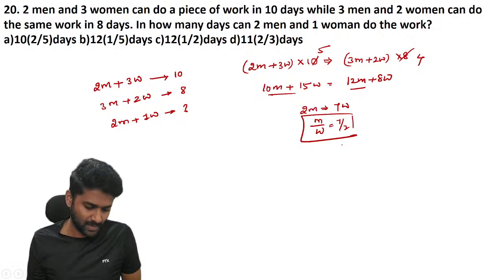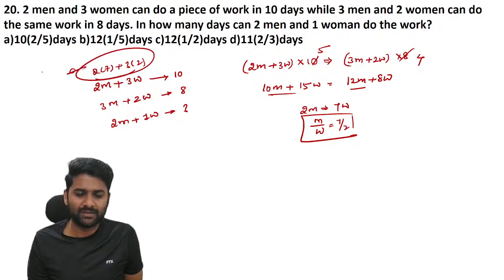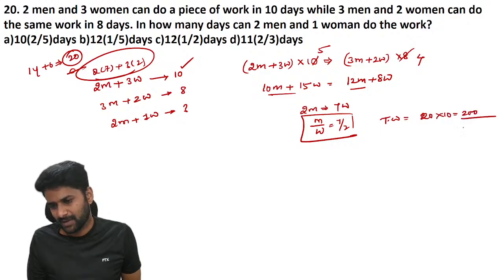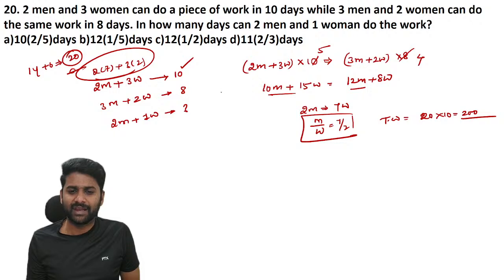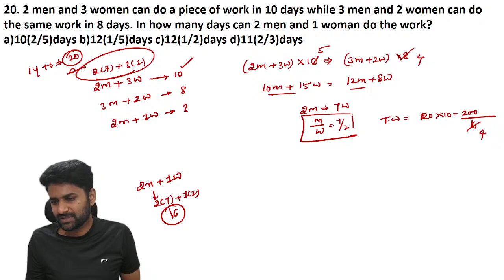You got the efficiency. Now you can replace it here: 2 into m, 2 into 7 plus 3 into women, which is 2. So 2 into 7 is 14, 3 into 2 is 6. So the total is 20 units, and they work for 10 days, so the total work is 20 into 10, which is 200. Now these 200 units of work, we are assigning to 2 men and 1 woman. So 2 into 7 plus 1 into 2 is 16. So answer is 12.5 days.